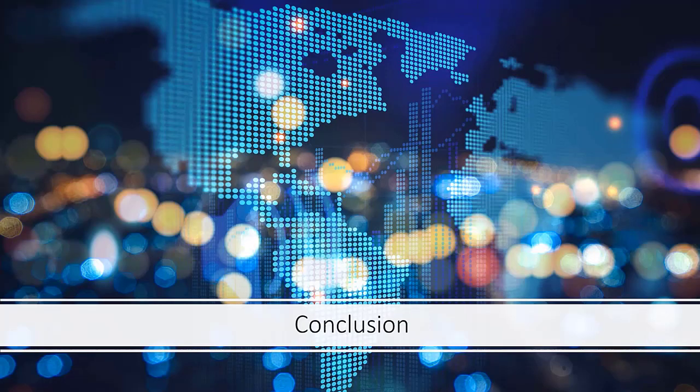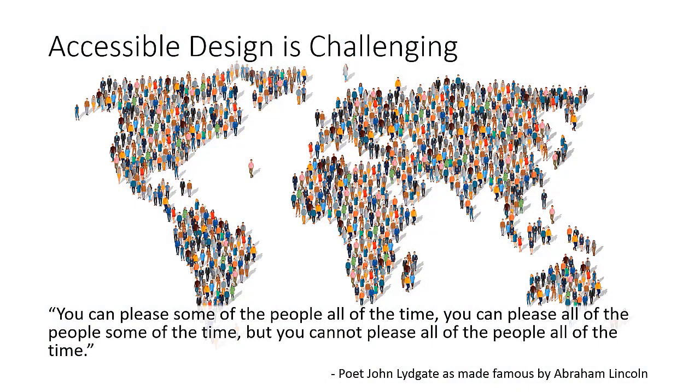So that brings us to our conclusion. This should be a familiar quote to everyone, and it was made famous by Abraham Lincoln, even though it was written by the poet John Lingate. And that quote is, "You can please some of the people all of the time. You can please all of the people some of the time, but you cannot please all of the people all of the time." However, when you are designing for accessibility, that is exactly what you're trying to do. You're trying to please all of the people all of the time, which can be very challenging.